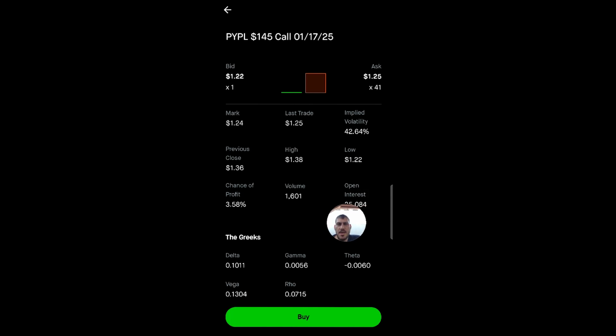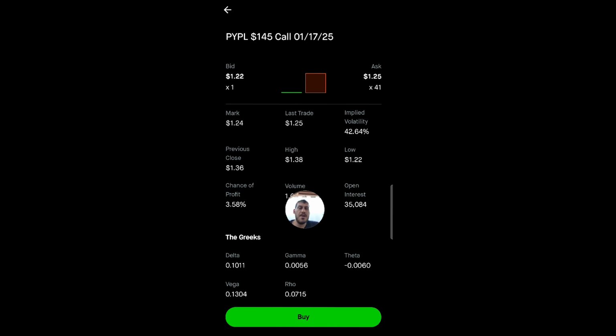Now, what you have over here on the bottom is something called the Greeks. You see delta, gamma, theta, vega, rho. Theta is the most important one. Theta is the amount of decay that you're going to be getting. That means that every single day you're going to lose 0.0060 of this option every day. But that number changes. The closer you get to your expiration date, which is January 17, 2025, that number is going to get a lot higher. And eventually your extrinsic value, which is your time value, is going to decrease.